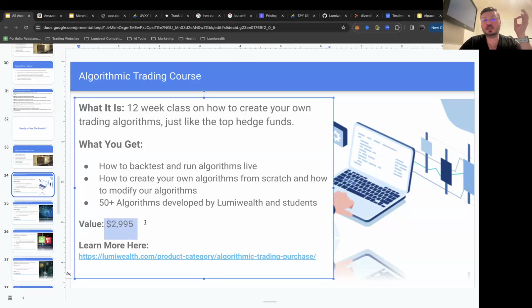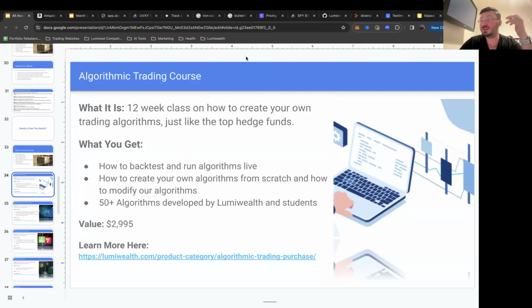This one we sell independently. If you go to our website, check out the link here. We sell it for $2,995, but that will come as part of the all access plan. You'll get access to this.